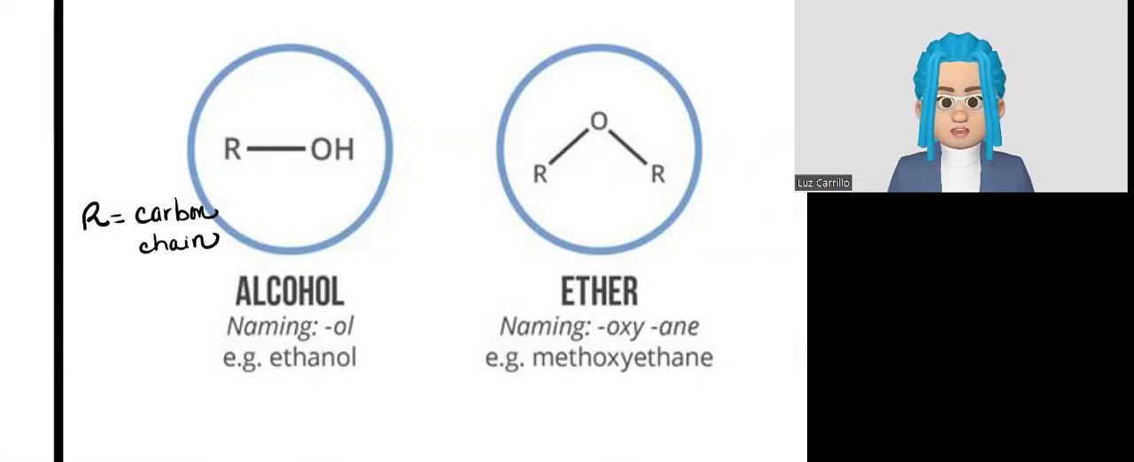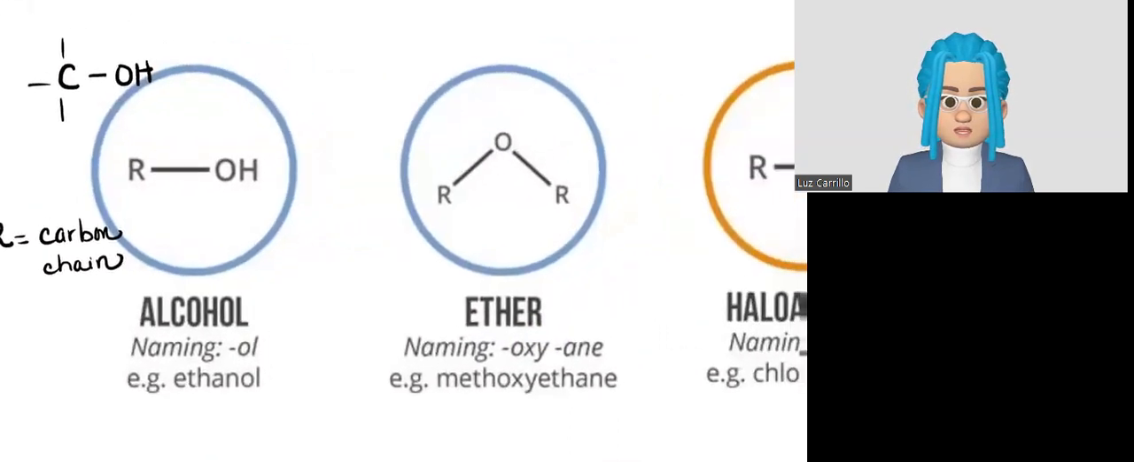So if we have a carbon atom bonded to a hydroxy or hydroxyl group, that is considered an alcohol. Then we have an ether. When it comes to an ether, we're going to have an oxygen bonded to carbon chains on either side. So both R groups, in the case of the ether, represent carbon chains.